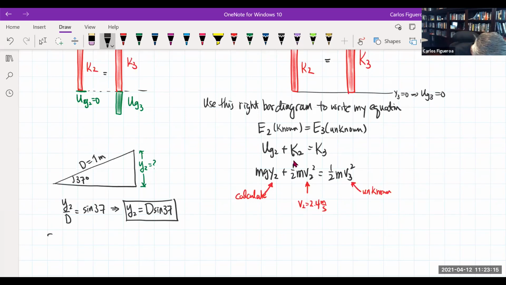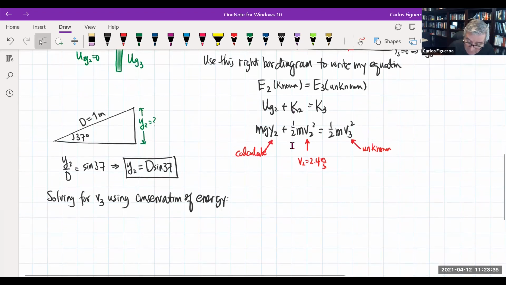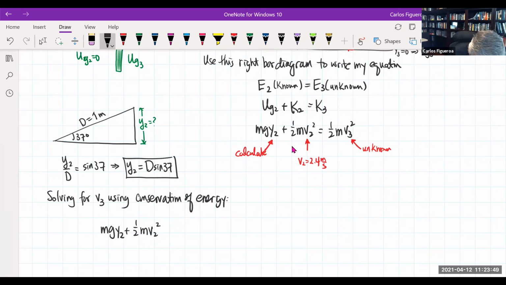So here I go, solving for v3 using conservation of energy. You can see here, I'm going to divide everything by 1/2 m, and then I'm going to take the square root. So I'm going to get mg y2 plus 1/2 mv2 squared, divided by 1/2 m, square root, and this is v3.